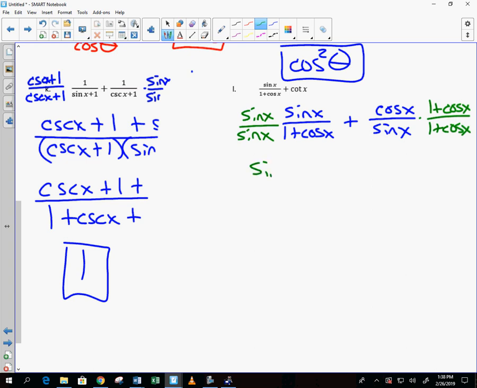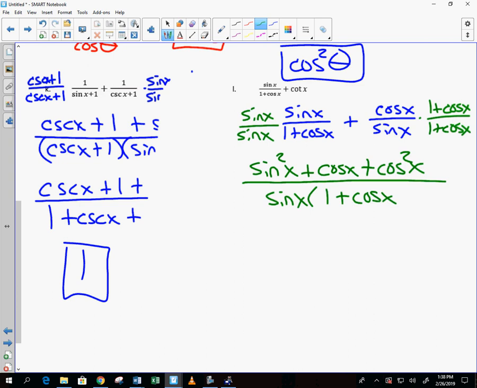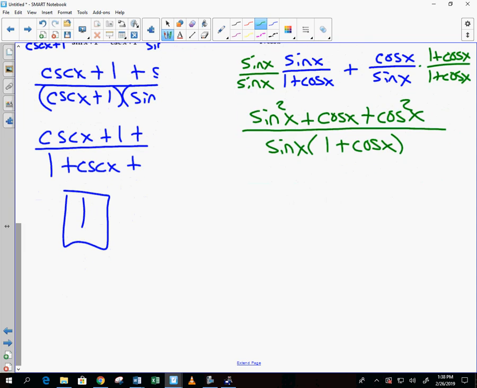So I have sine squared of x plus cosine of x, because I got to take the cosine times both those pieces, don't I? Cosine of x plus cosine squared of x all over sine of x times 1 plus cosine of x. So I'm not going to multiply the bottom together right away because maybe something will cancel. Well, what simplifies up here? Sine squared plus cosine squared is 1.